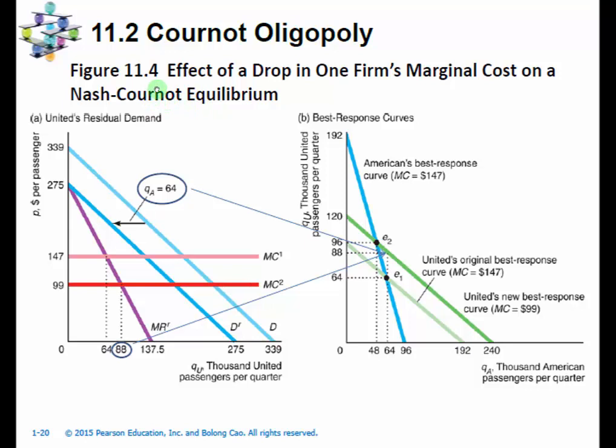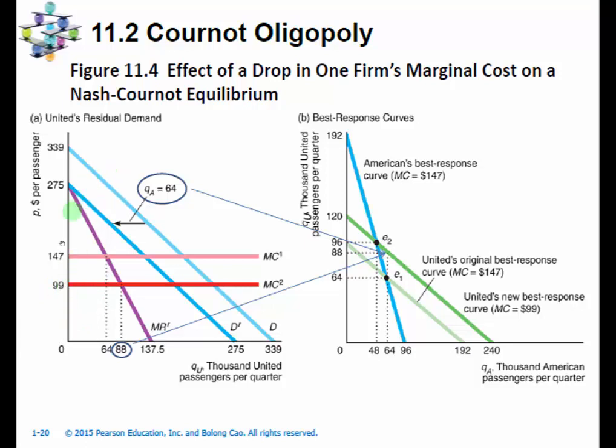In figure 11.4, we consider what will happen to the original Nash-Cournot equilibrium if the marginal cost of one firm, in this case United, declines. So our assumption is still that the two firms offer identical products, the flights between Chicago and Los Angeles. However, rather than have 147 marginal cost, now United Airlines has a marginal cost of $99 per passenger per flight.